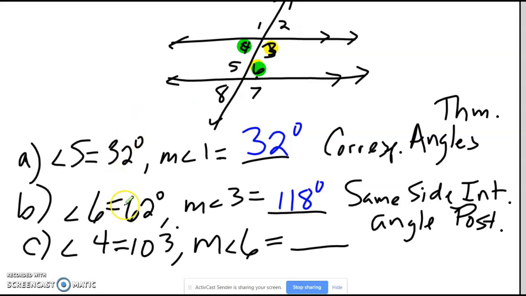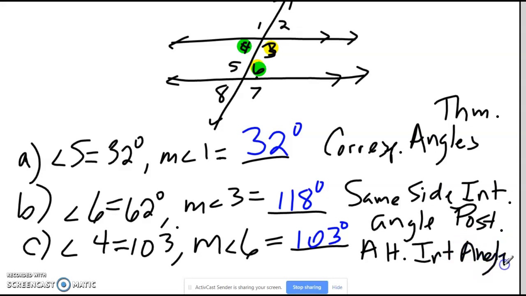So if angle 4 is 103, then angle 6, because it's alternate interior to angle 4, will also be 103 degrees. And our reasoning for that, or how we can prove it or justify it, would be using the alternate interior angle theorem.